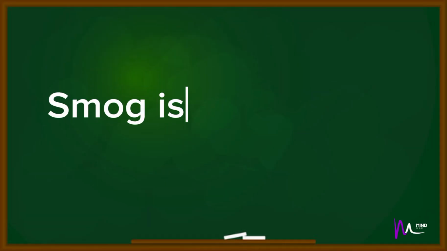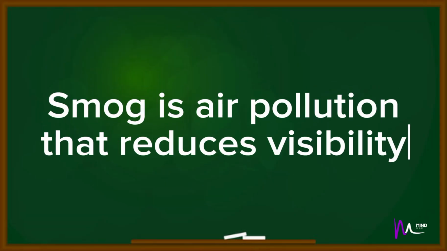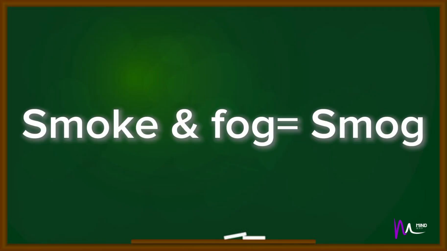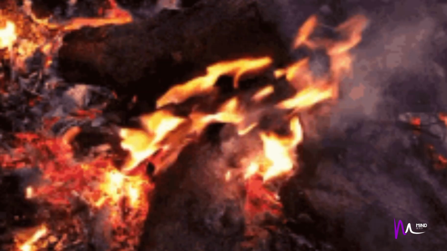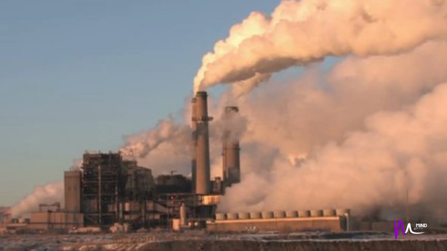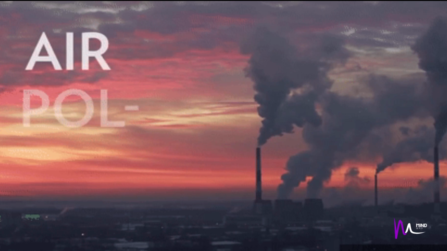Smog. Smog is air pollution that reduces visibility. The term smog was first used in the early 1900s to describe a mix of smoke and fog. The smoke usually came from burning coal. Smog was common in industrial areas and remains a familiar sight in some cities today.